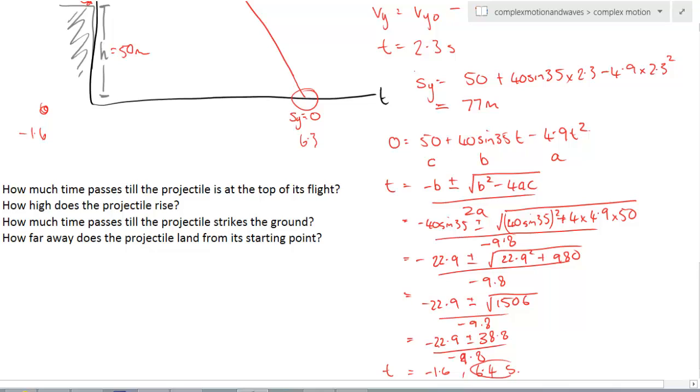So we're going to use that second root here to work out how far away the projectile lands from its starting point. And that's very simple because now we're just using the horizontal component, which is going to use your Vx0 times that time that we found there. Vx0 is 40 times cos of 35, and we're going to multiply it by 6.4, which gives us a value of 20.6, no, not 20.6, 206, that's much better, 206 meters.